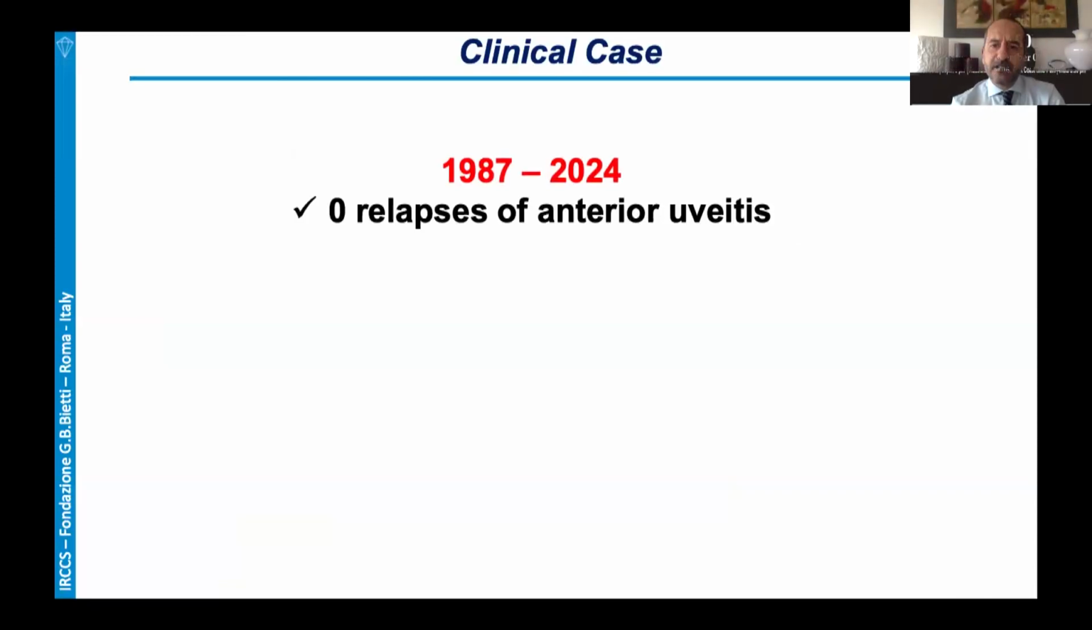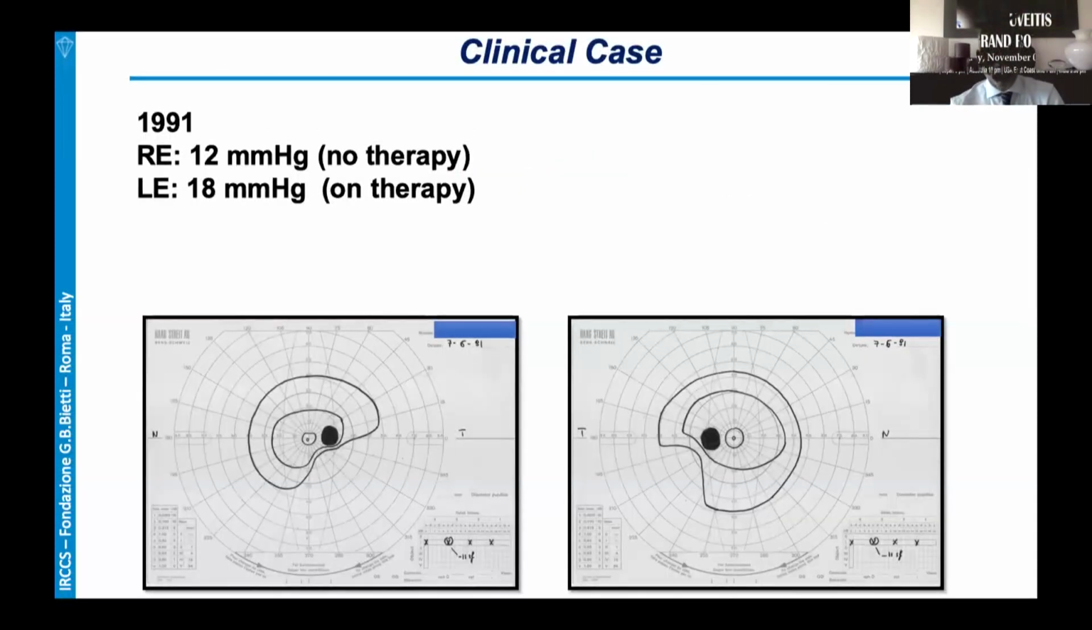Since 1987 till today, the patient has had no more relapses of anterior uveitis in the right eye. So in 1991, this was the condition of the eye. So the IOP was good without therapy, but looking at the visual field, you can see here a symmetric reduction of the sensitivity in the inferonasal sector of both eyes.